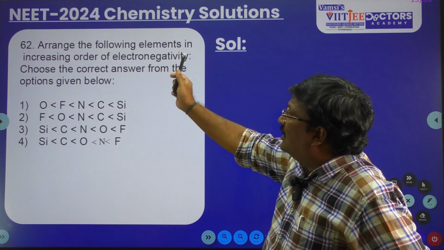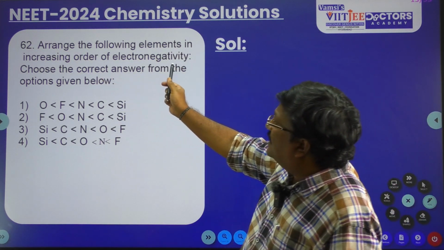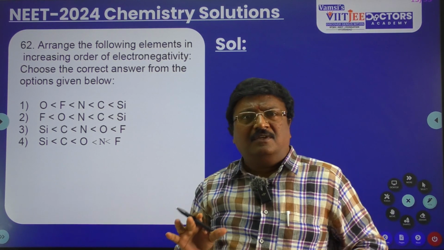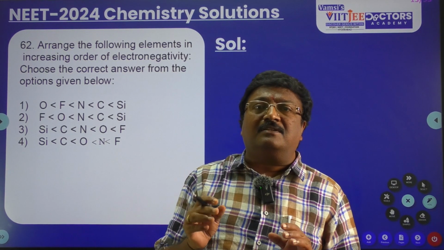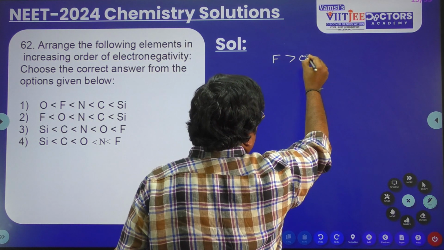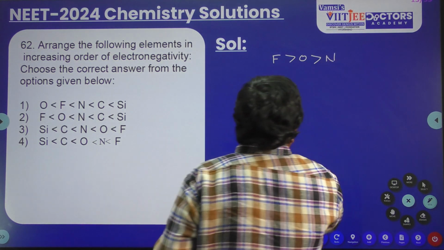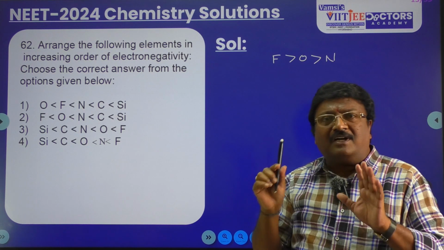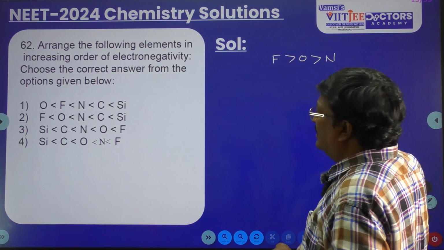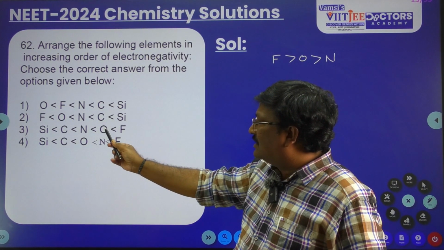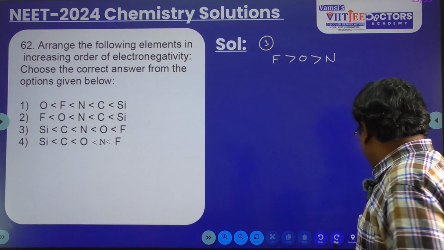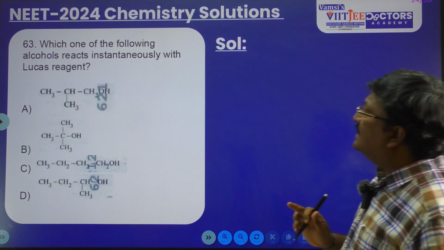Arrange the following elements in increasing order of electronegativity. My dear students, when we teach electronegativity, generally we say fluorine is more electronegative than oxygen, than nitrogen. First you check it; if that order is there, that is the answer. Here fluorine is greater than oxygen, greater than nitrogen. Thus the answer is third.